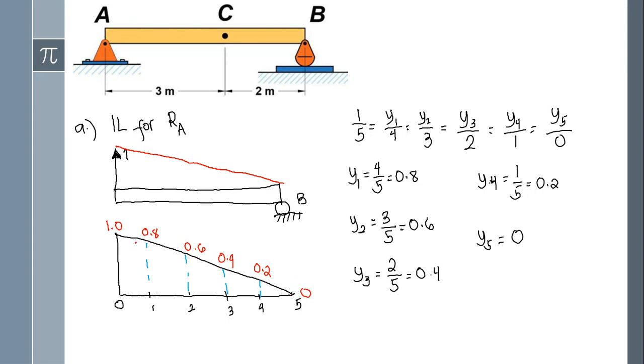Ano siya? So mao na ni siya nga tuang influence line for RA. No? So we have now the influence line for RA.